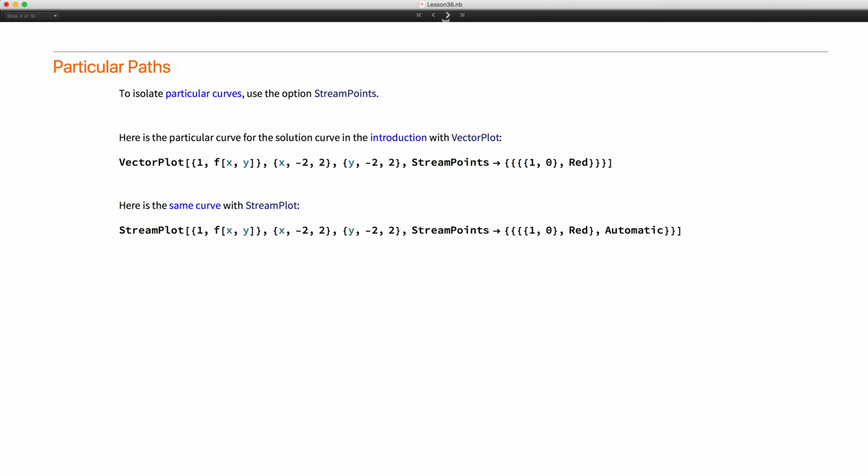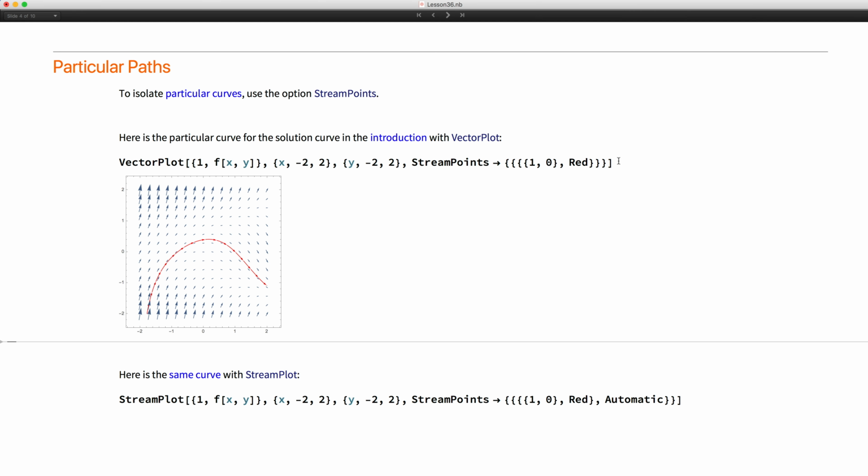Now, in some cases, what we really want are the particular solutions to the differential equation. So for example, in the first case for our introduction, we had the differential equation with the initial value y of 1 equal to 0. And to find it out, you can use the StreamPoints option, like over here, and get the particular solution curve on the vector plot or on the stream plot.